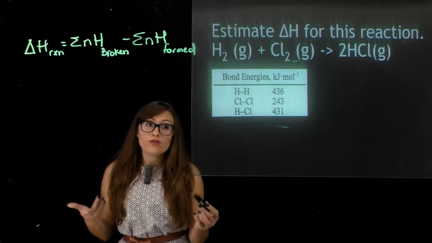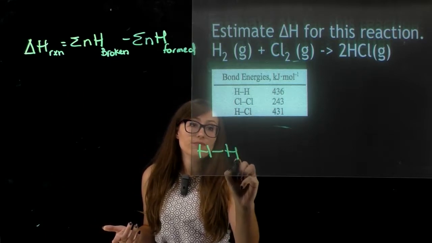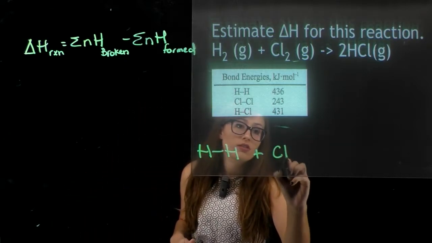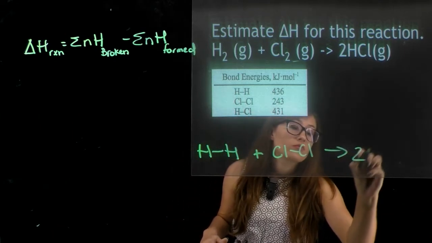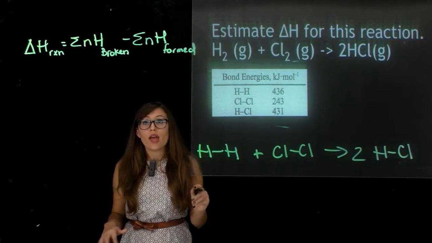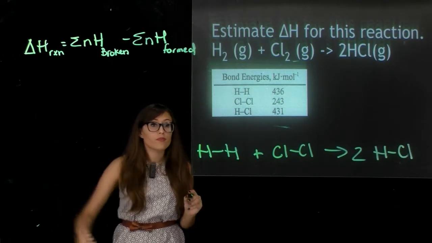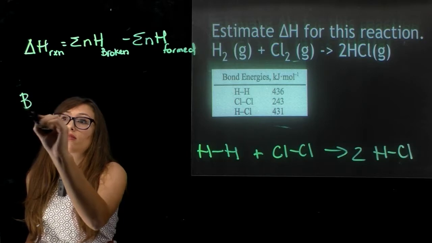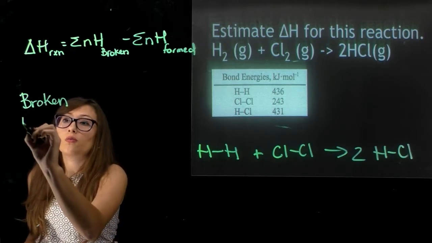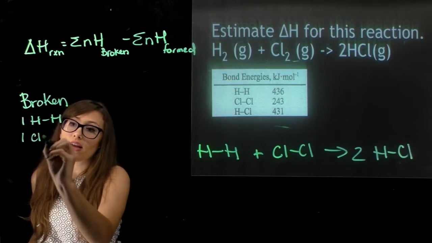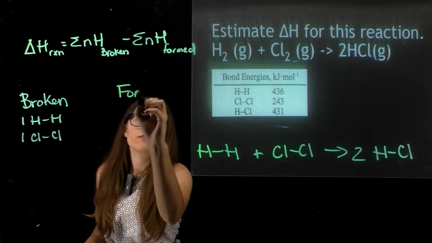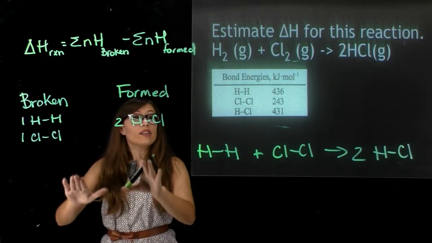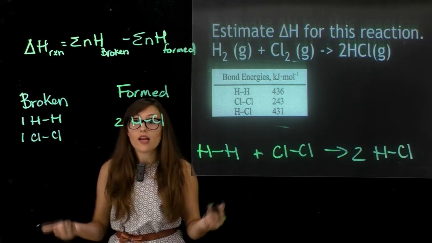So the first thing that you always also want to do is write out the Lewis structures for your chemical equation so you can visually see the bonds that are breaking and the bonds that are being formed. Once we do that, we can then identify the bonds that are being broken, which are one H-H bond and one Cl-Cl bond. So my bonds broken are one H-H bond and one Cl-Cl bond. And my bonds that are being formed are two H-Cl bonds.